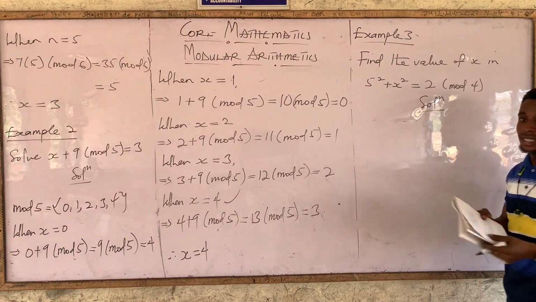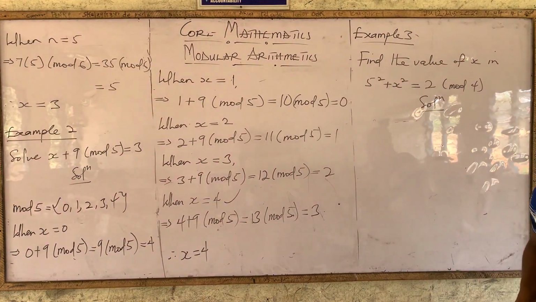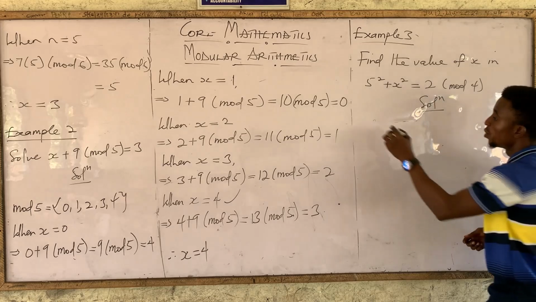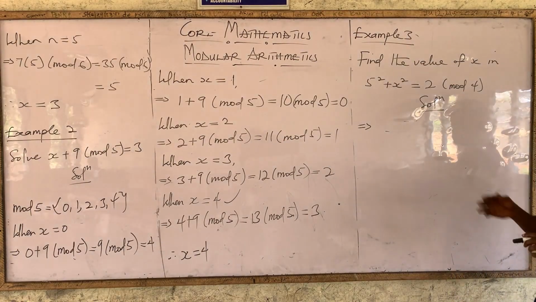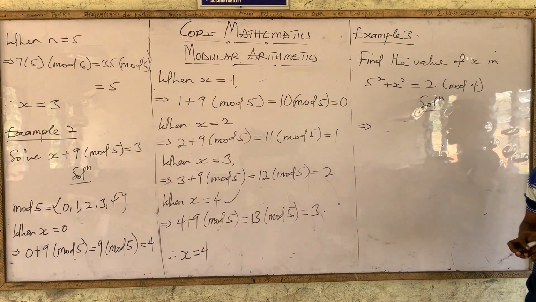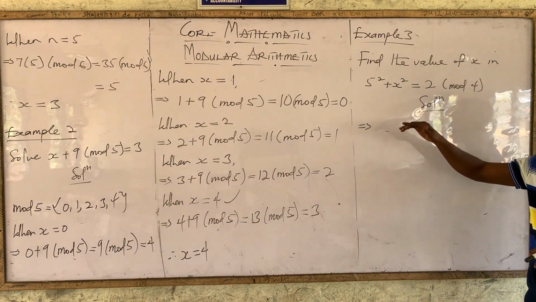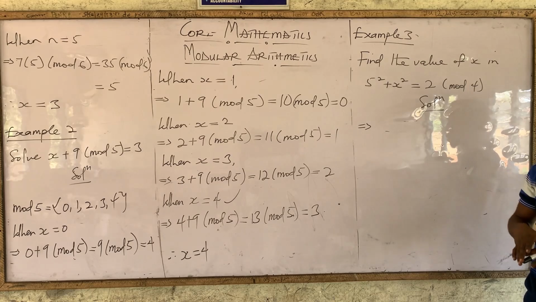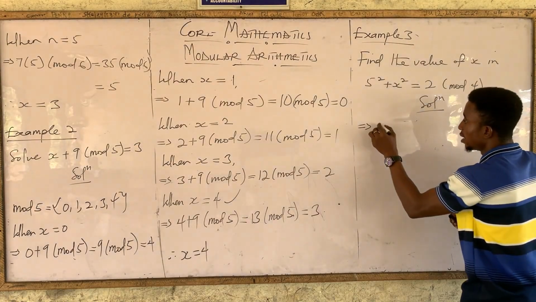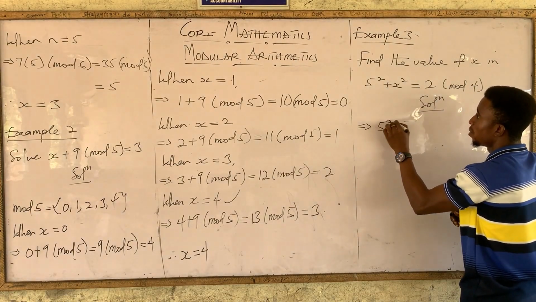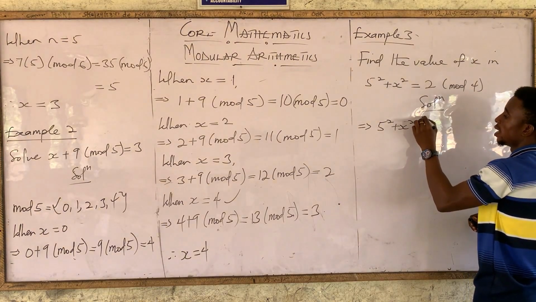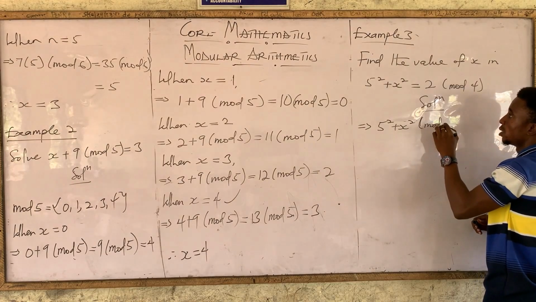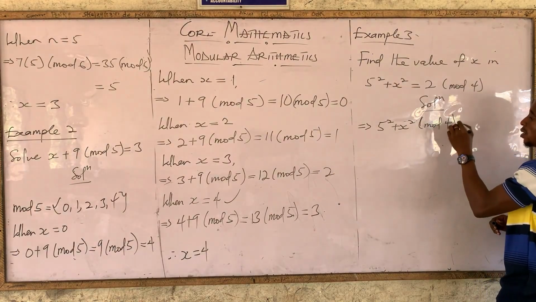So this one is not in the way that we used to solve. So what do we do? I can put this implies, can you write that one for me? Write it in the way that we used to solve, so that it will be equating what? The remainder. And I hope you're able to get this. 5 squared plus x squared, then mod 4 is equal to 2.